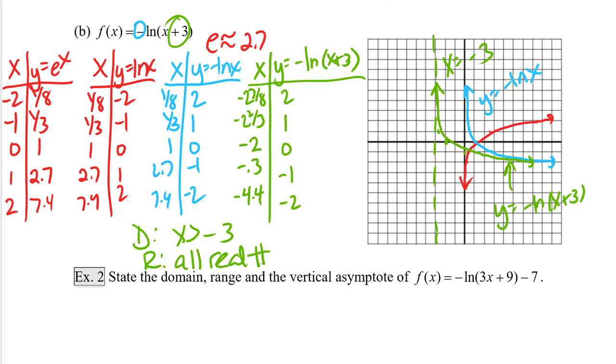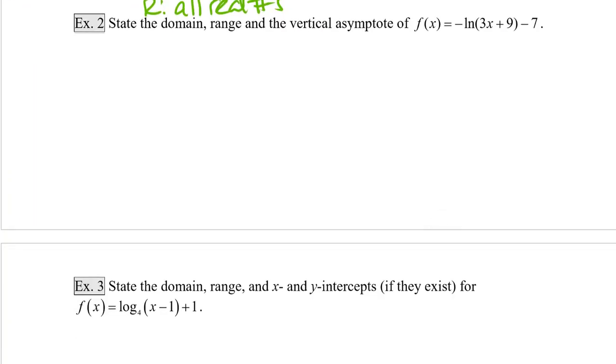Example 2, state the domain, range, and the vertical asymptote of f of x equals the negative natural log of 3x plus 9 minus 7. Before we can do anything, we need to factor out the 3 from 3x plus 9, which leaves us with an equation that looks like this.